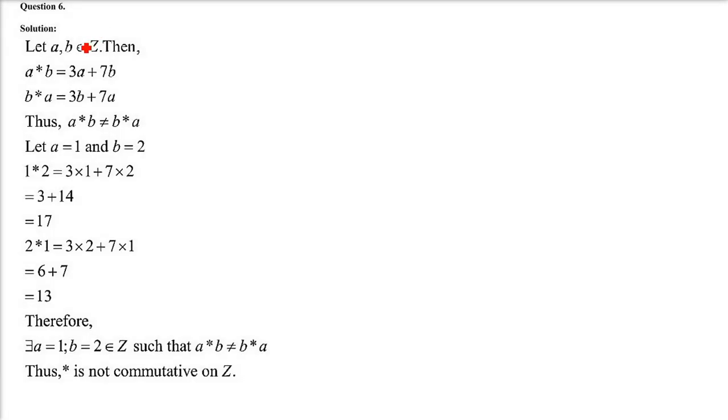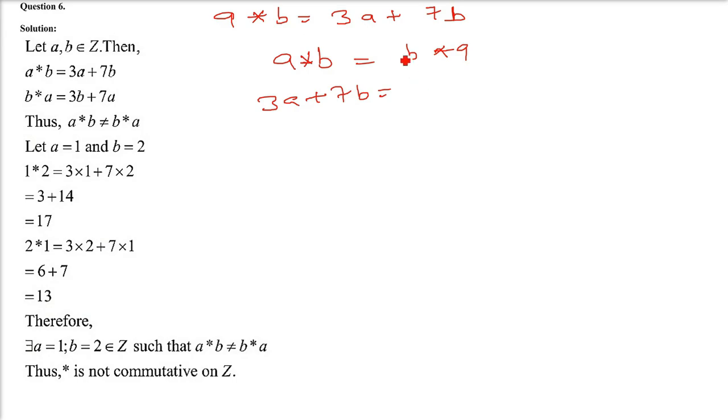Question number 6. Show that the binary operation star on Z defined by A star B equals 3A plus 7B is not commutative. What does commutative mean? A star B is equal to B star A, then we can say this is commutative. Are they equal? 3A plus 7B, now replace A by B. What do you get? 3B plus 7A. Are they equal? They don't seem to be.